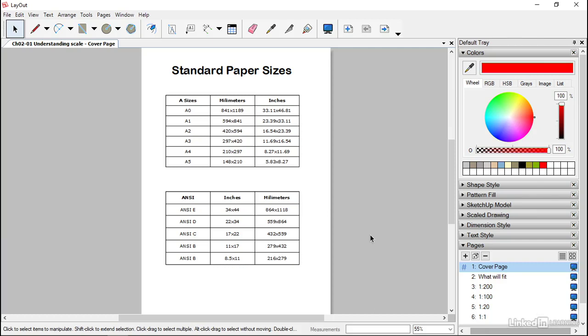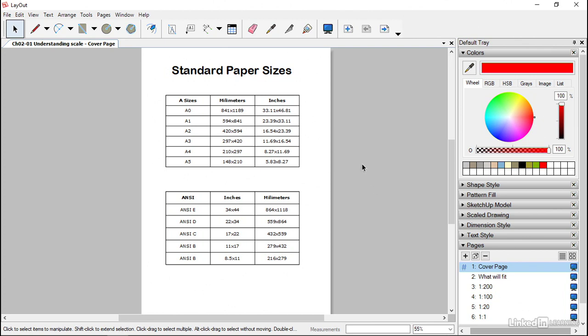Chapter 201, Understanding Scale. Understanding scale can be confusing. And I think the reason it gets confusing is simply because we all use CAD these days and we very rarely set up bits of paper to draw our things on.